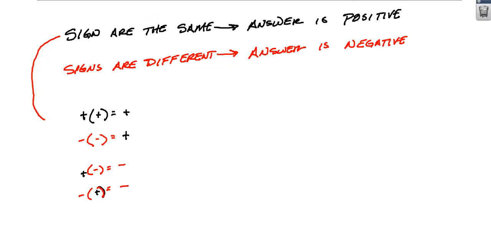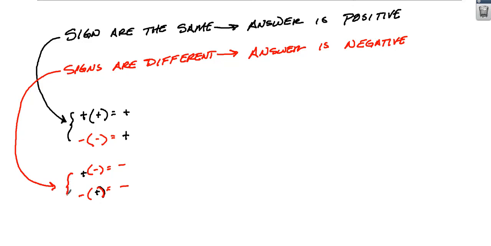Anytime signs are different, see, these are same sign problems right here. Let me change that color. Let's get rid of that red and go to black. These are same sign problems. Those are always going to be positive answers. These are different sign problems. Always going to be negative answers.